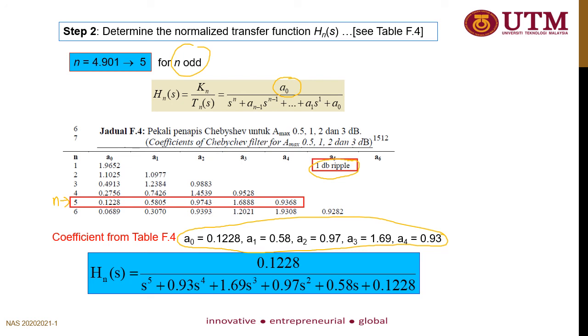So this is the normalized transfer function. Your normalized transfer function equals a naught divided by s to the power of 5 in this case, plus a4 s4 plus a3 s3 plus a2 s2 plus a1 s plus a naught. Write down the general equation before you get your final normalized transfer function.